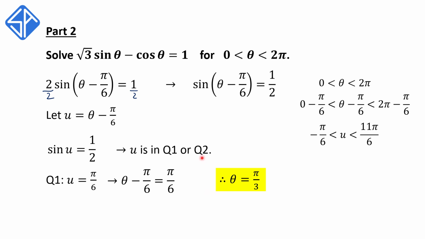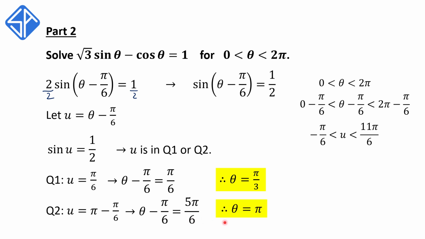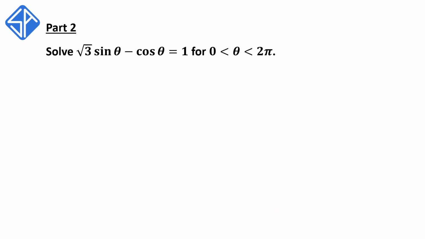If u is in the second quadrant, we're going to have u is equal to pi minus pi on 6, which is 5 pi on 6. So we've got theta minus pi on 6 is equal to 5 pi on 6, and adding pi on 6 to both sides, we have the other solution for theta, which is theta is equal to pi. So the solutions to our equation root 3 sine theta minus cos theta is equal to 1 are theta is equal to pi on 3 or theta is equal to pi.